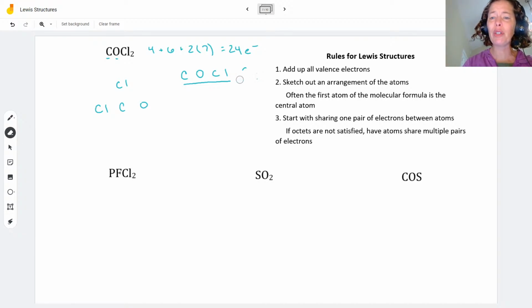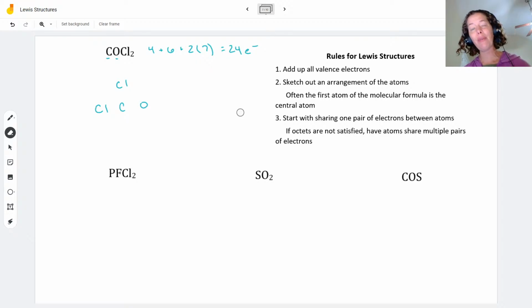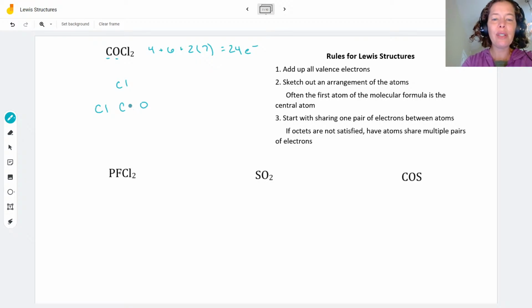So just remember, when you're taking your best guess, this is why we identify our central atom and then put all of your other atoms around it. Okay, so I have 24 electrons. I always like to start with single bonds. So single bond here, here, and here. That's 6 electrons that I've used. I have 24, so now I'm just going to start adding in electrons until I run out.